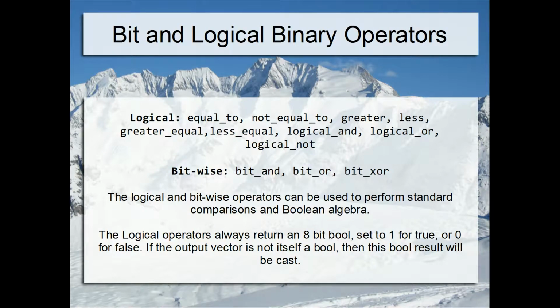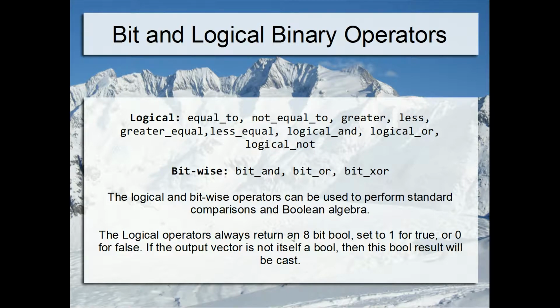Okay, moving right along. So these are all basically the same, just the operation that they perform is a little bit different. These are a bunch more binary operators. We've got bitwise and logical binary operators. The logical operators are things like equal to, not equal to, greater than, less than. That sort of thing, so comparative operations, I guess you might say. And the bitwise operators are your standard Boolean operations: bit AND, bit OR, and bit XOR. The logical and bitwise operators can be used to perform standard comparisons in Boolean algebra, of course. That's why they're here.